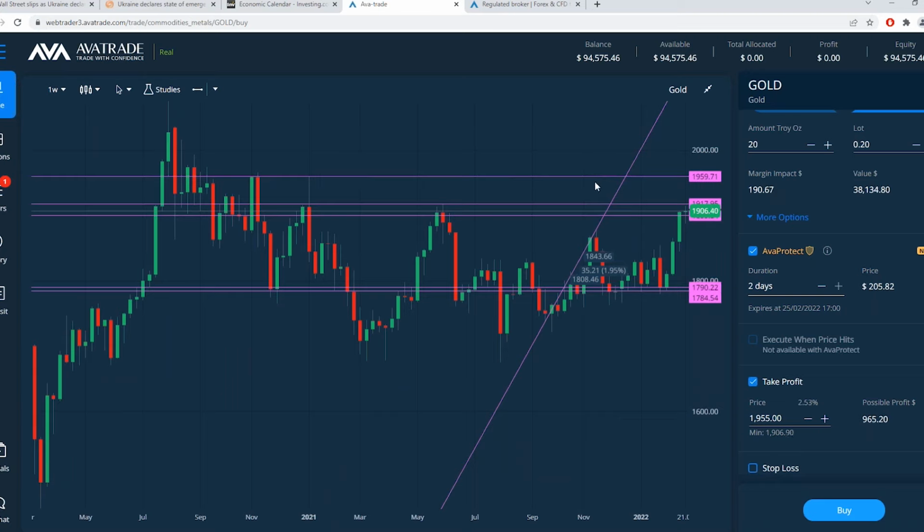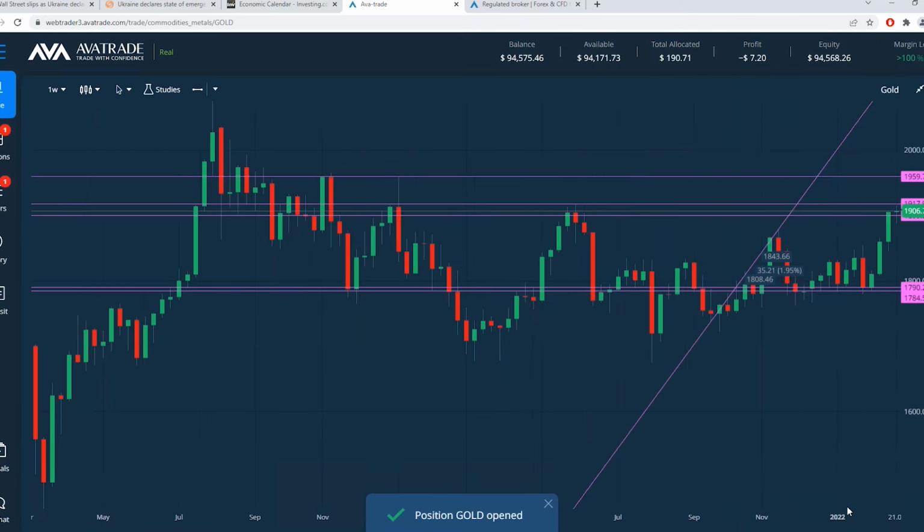So maybe you say, okay, over the next 2 days could be escalation of tensions and war. If that happens, gold could go flying up, maybe in your mind. So you give it 2 days protection. My only risk is 205.82, and my potential profit, if it goes to this resistance level up here, I'm taking profit just before that, is nearly 1,000 potential profit, almost 5 times what I'm paying for the protection. And so there we are. That's an example of using AvaProtect.